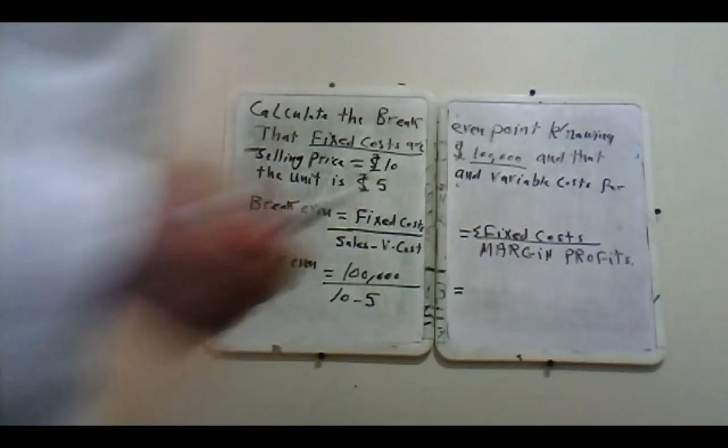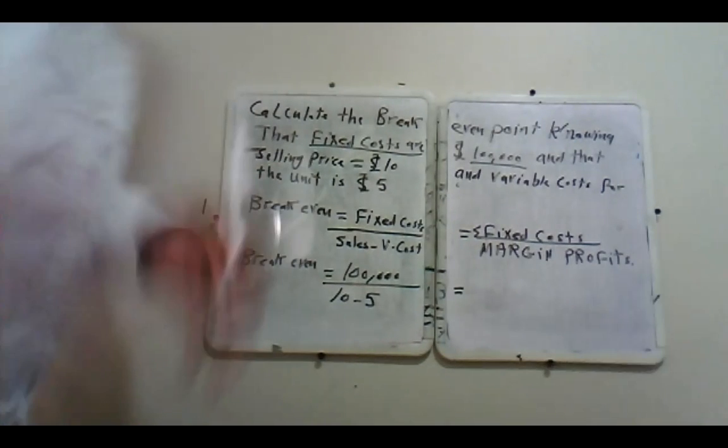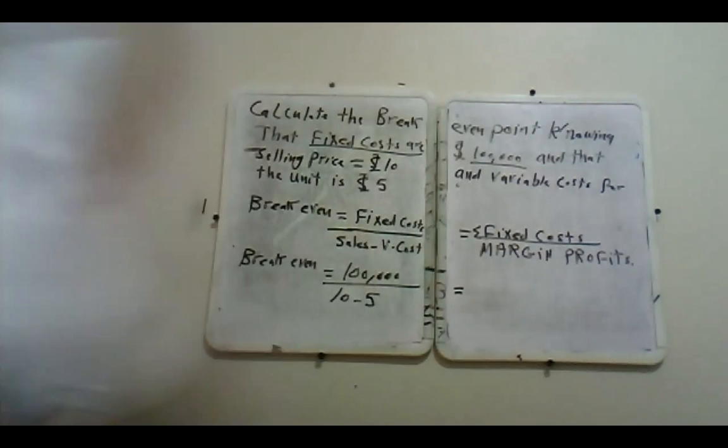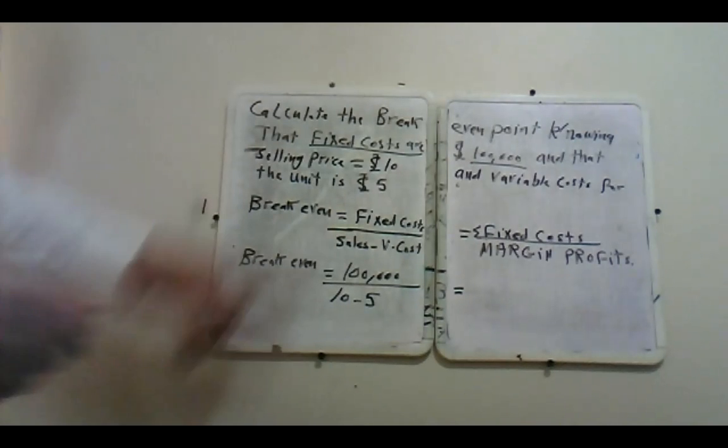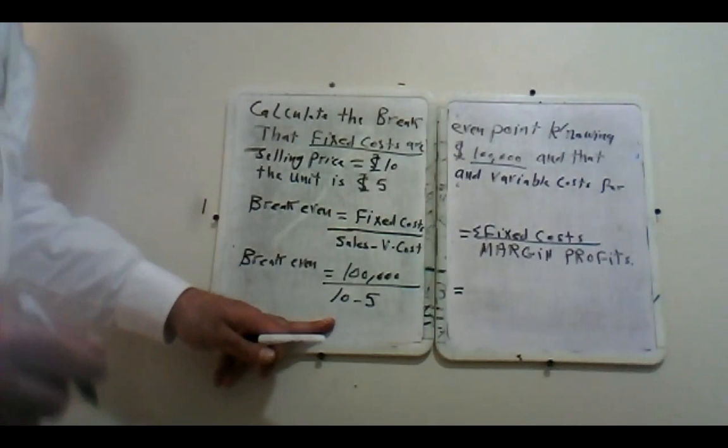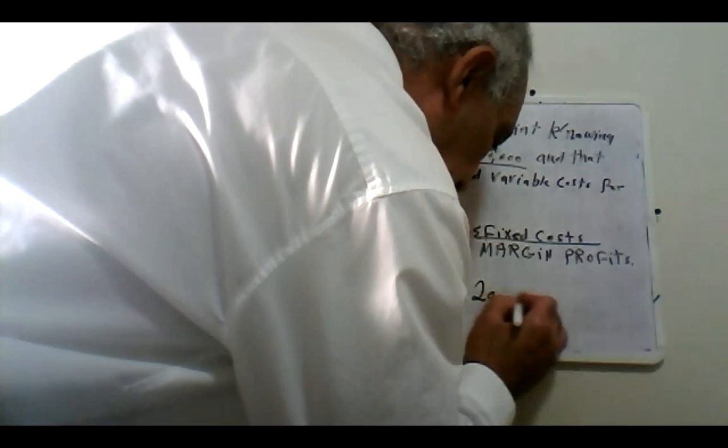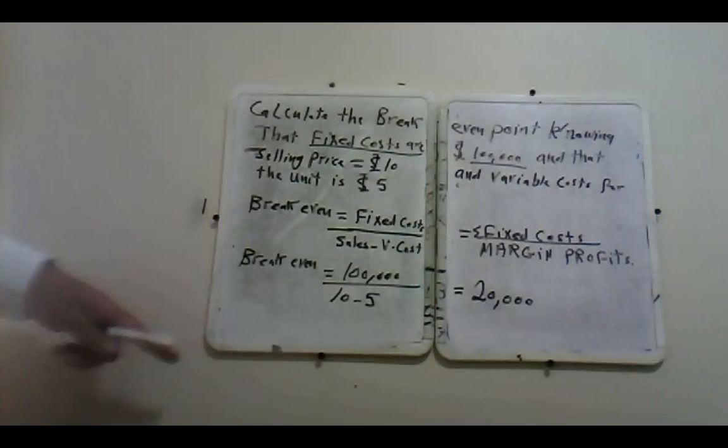And I said, the variable costs are all the costs related to production, like the power, the pay, the electricity. All these are called variable costs. So this will be 100,000 divided by 5, which is 20,000. 20,000 what? 20,000 units.